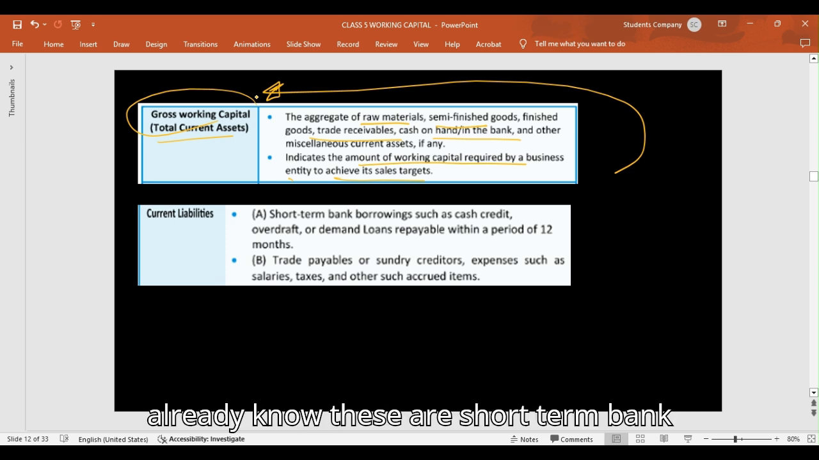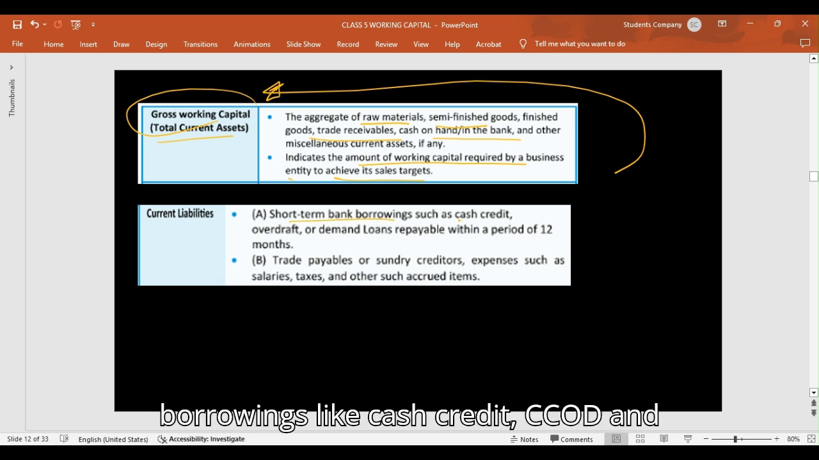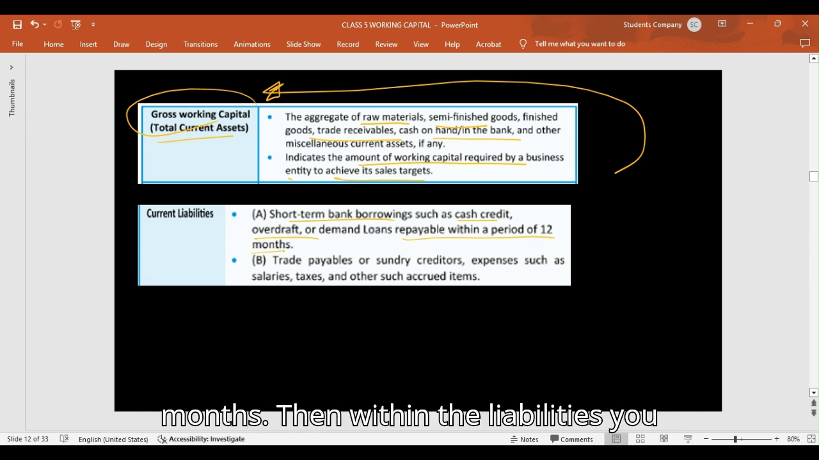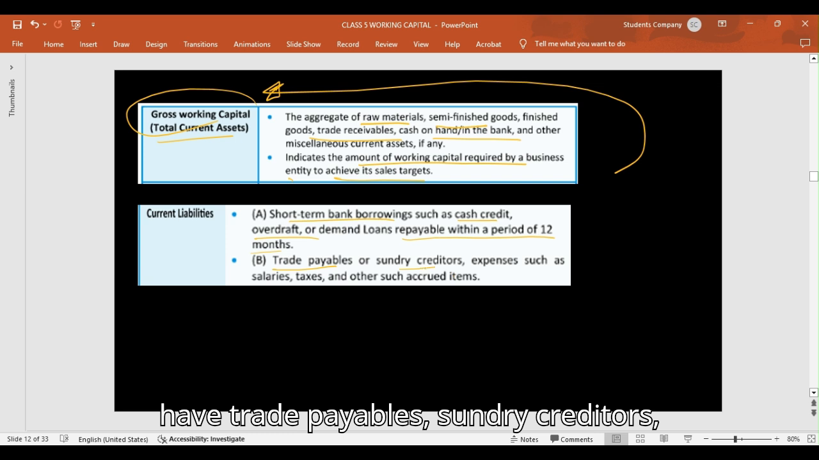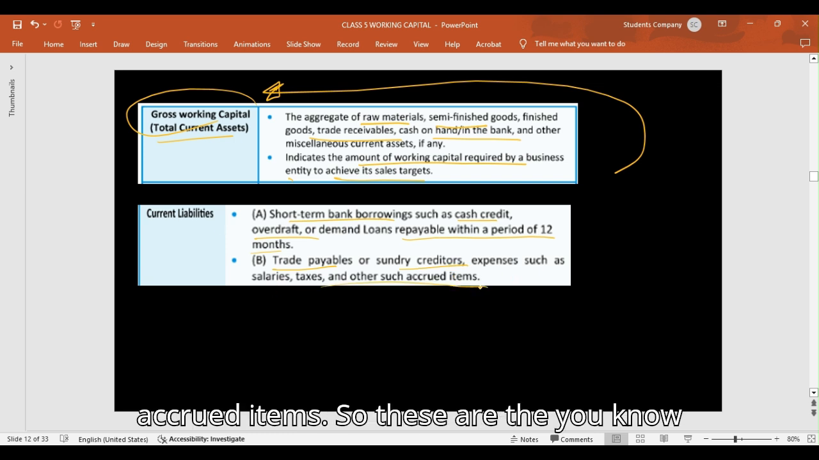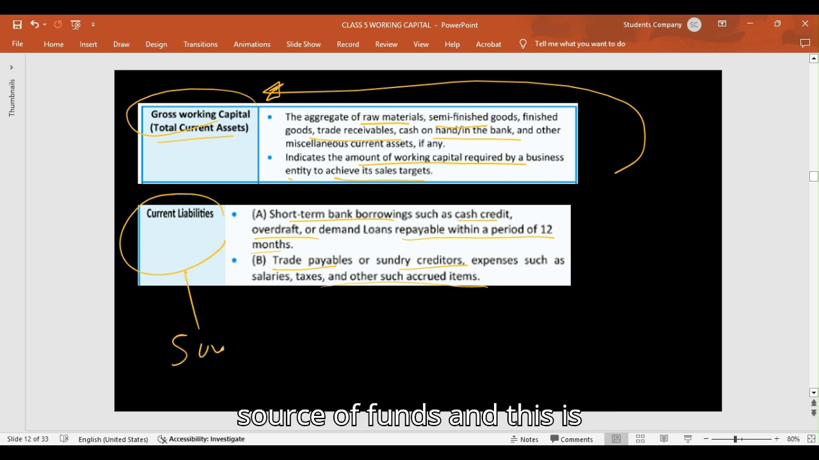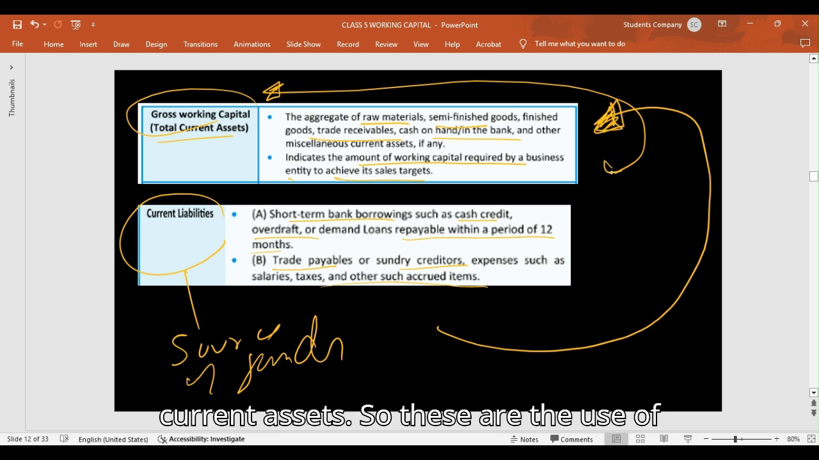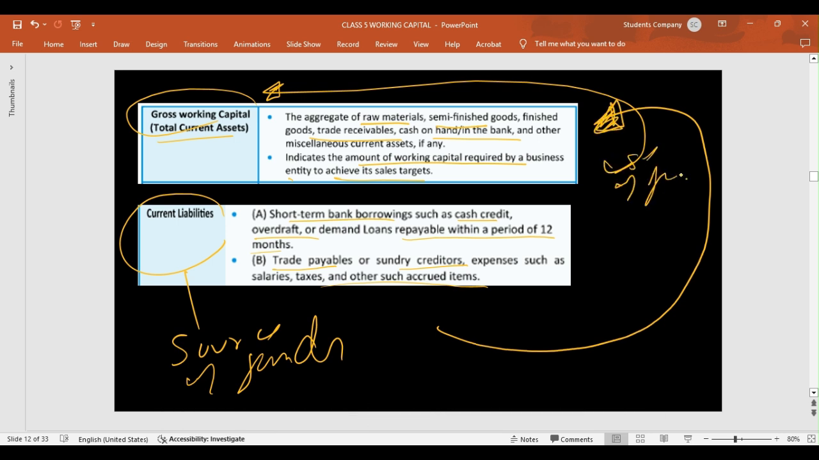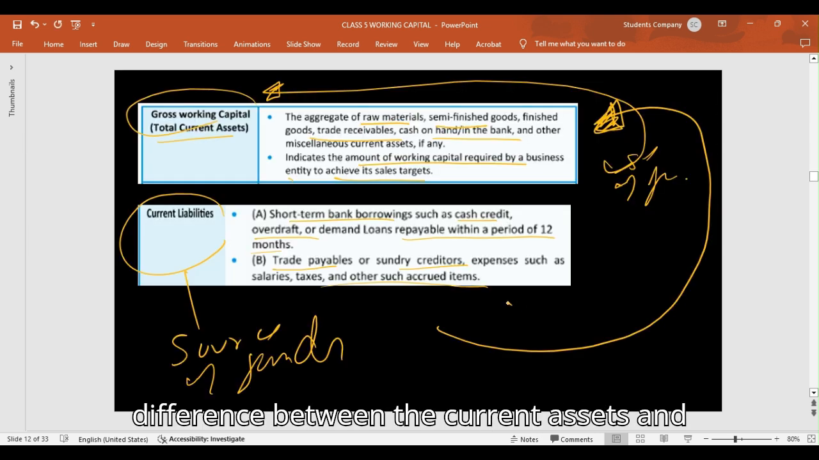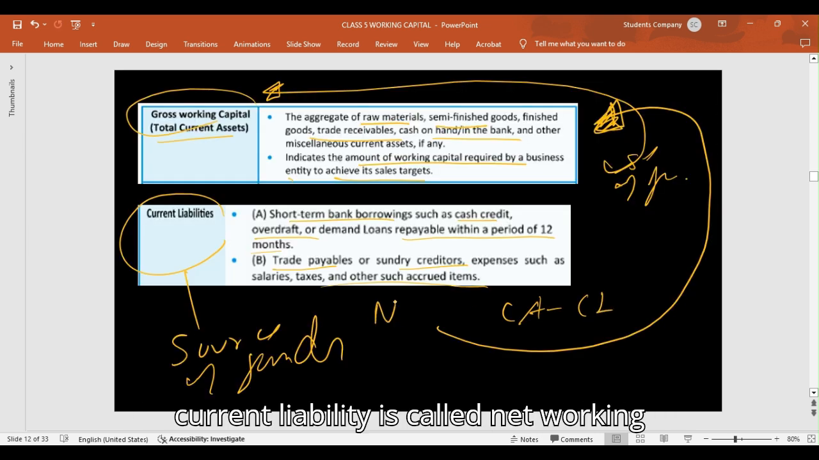Similarly, current liabilities you already know. These are short-term bank borrowings like cash credit, CC, OD, and other loans payable within a period of 12 months. Then within the liabilities you have trade payables, sundry creditors, expenses such as salary, taxes, and other accrued items. So these are the source of funds, and using these funds we get the current assets. So these are the use of funds. Now, what is net working capital? The difference between the current assets and current liabilities is called net working capital.